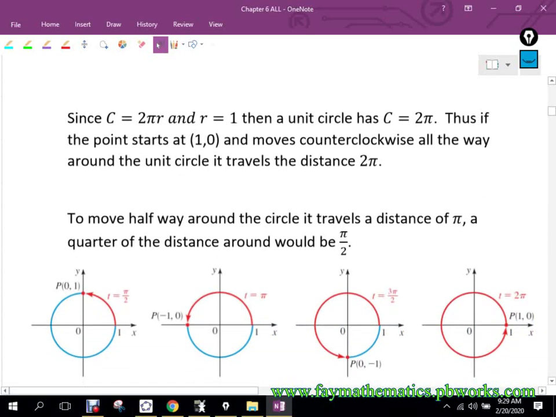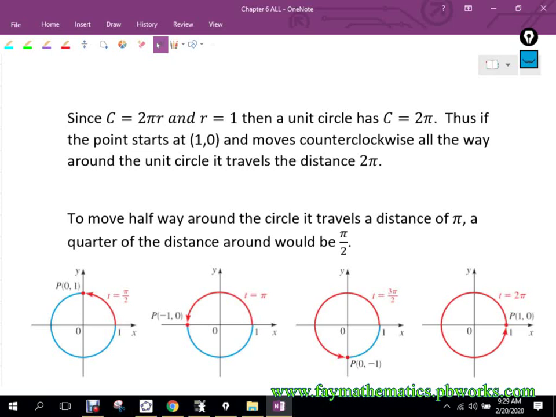And here is some stuff that we already know from chapter 5. Since circumference is equal to 2 pi r, and what circle are we in here? Unit circle. So r is 1. So the circumference of the circle is 2 pi. That means if I start at (1, 0) and move all the way around, I've traveled a distance of 2 pi, right? Is that the same idea as when we moved around the circle completely in chapter 5? It was 2 pi, right?